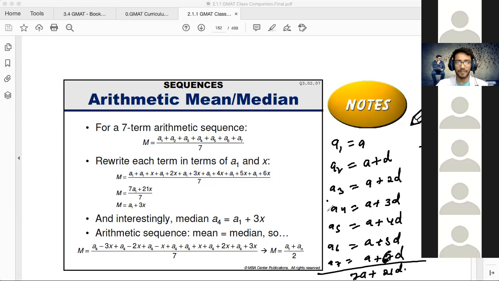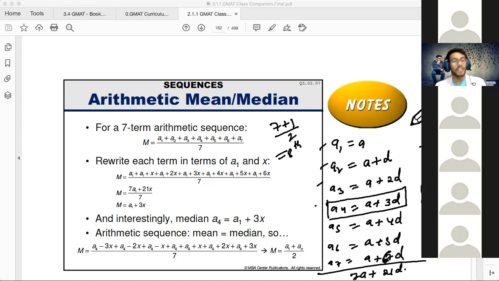What is the median? Median will, of course, be this one, because there are a total of 7 terms. How do you calculate the median for an odd number of terms? (N plus 1) by 2th term, the 4th term. Which is my 4th term? This is the first term, second term, third term, fourth. So the median will be my 4th term, which is A plus 3D, and which is also the arithmetic mean. This trick is always for a 7-term arithmetic sequence: my median and my arithmetic mean both come out to be the 4th term.